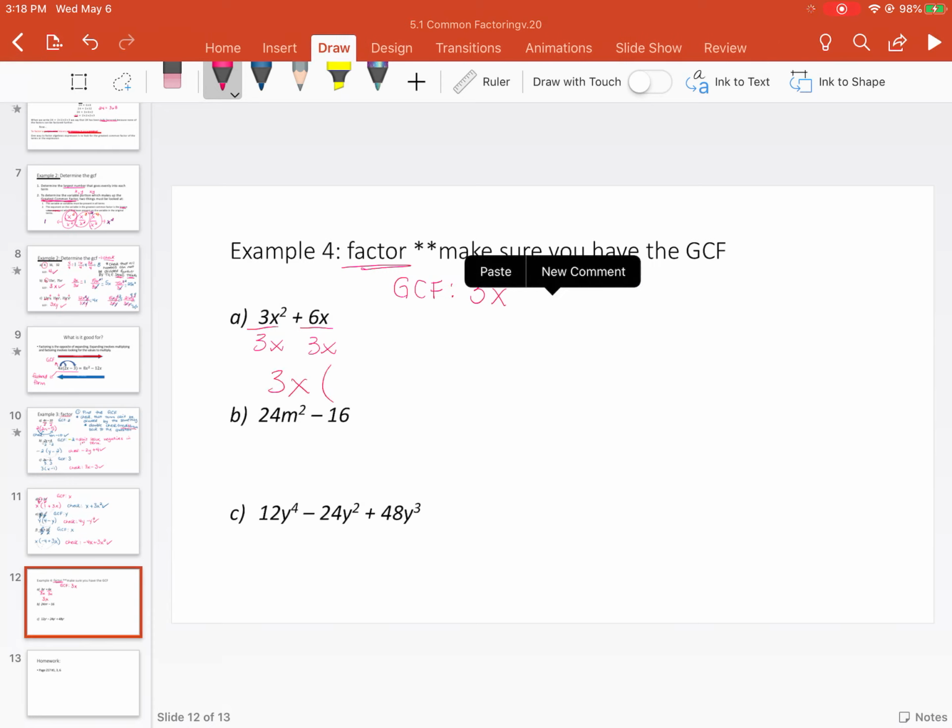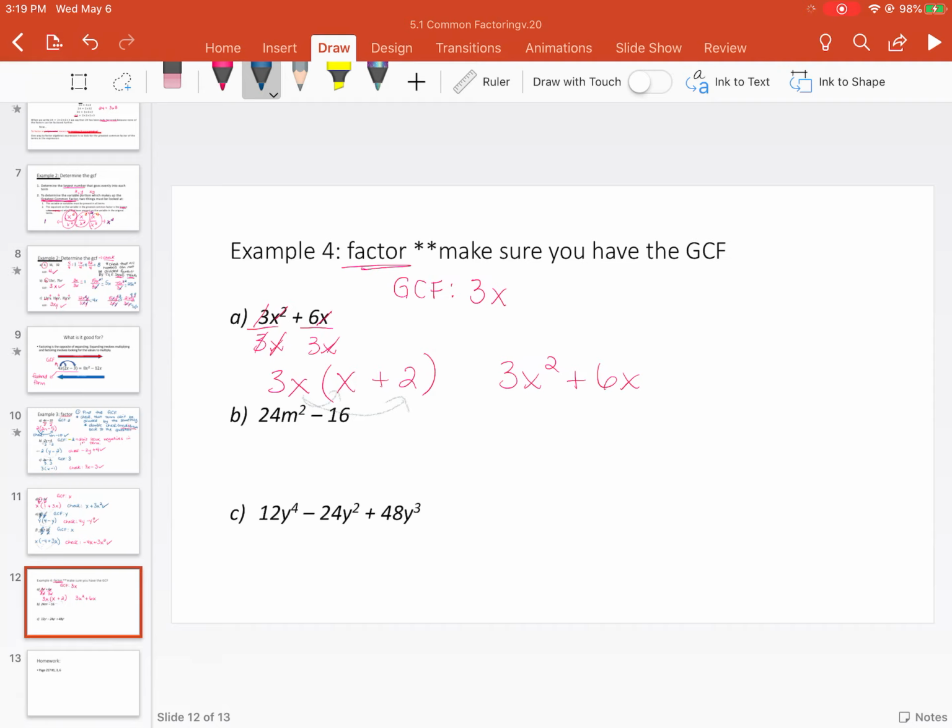We're going to factor it and write it in factored form. So our greatest common factor, you write outside. And then the 3's cancel, so you're left with 1. X cancels, so all we're left with is x. 6 divided by 3 is 2, and the x's cancel. So it's the same steps, just a little bit more thought involved when you're doing the question. Okay, but again, you can check your answer. So 3x times x is 3x squared. 3x times 2 is 6x. Okay.